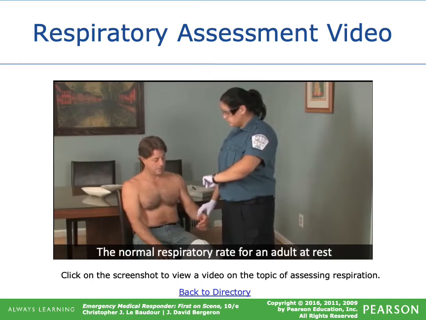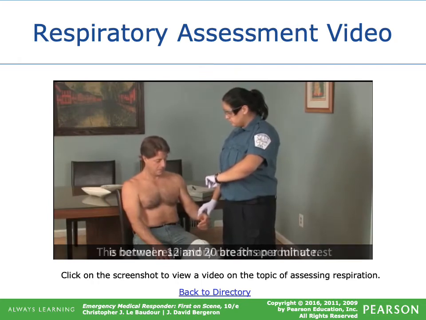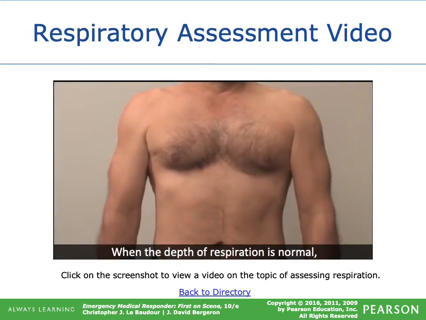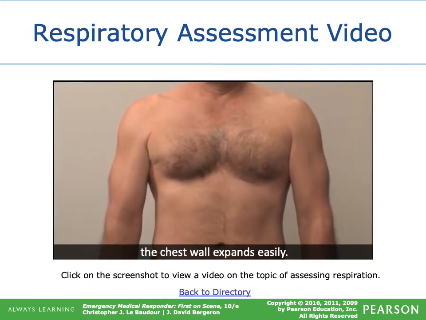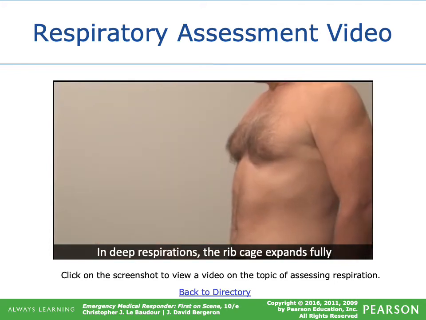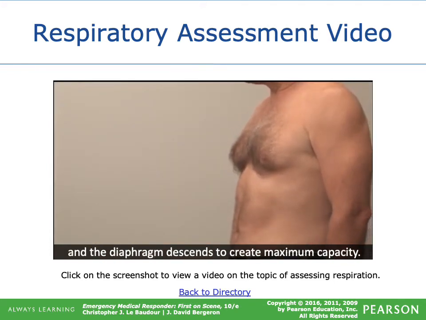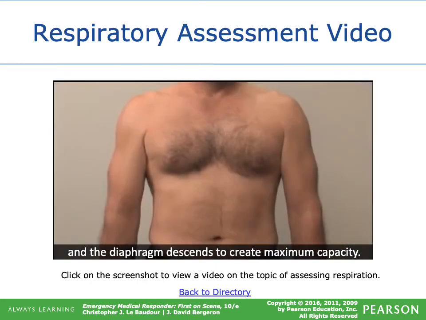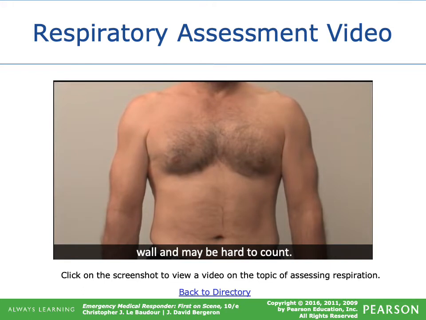The act of breathing is called respiration. For the determination of vital signs, you are concerned with 4 factors: rate, depth, rhythm or pattern, and quality. The respiratory rate is the number of breaths a patient takes in 1 minute. The rate of respiration is classified as normal, rapid, or slow. The normal respiratory rate for an adult at rest is between 12 and 20 breaths per minute.